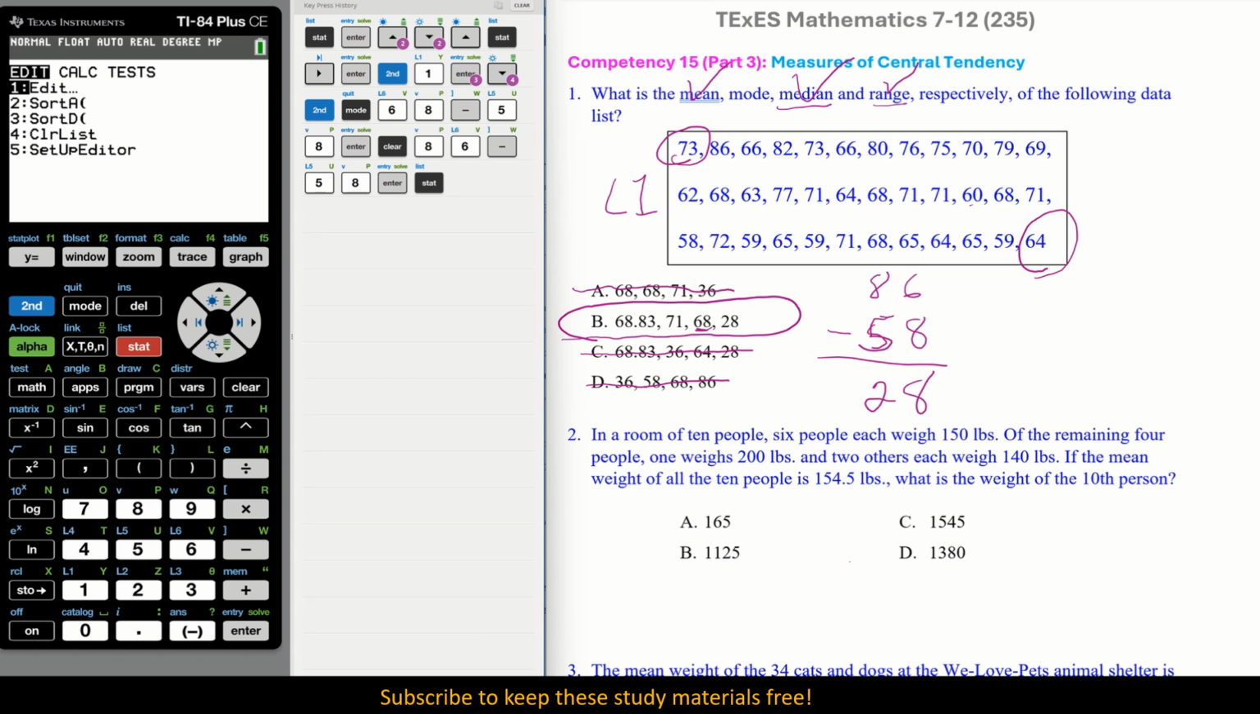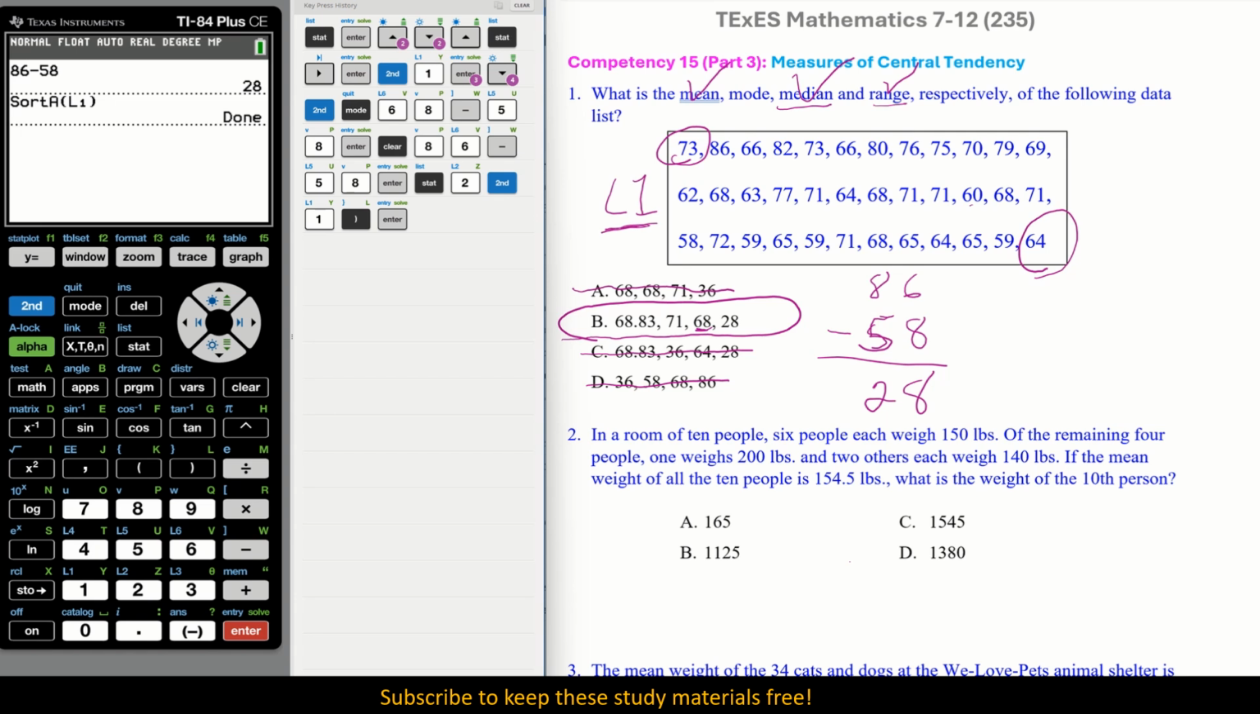Go to your stat right here. Now, in other videos, you may see me using a different way to get to this, but it is right here on this page. Okay, so right below number 1, Edit, we have 2, SortA. That's what you want, so push 2. Now, we are sorting L1. L1 is what we populated, so we're going to go second, number 1. I like to close my parentheses, push enter. It says, hey, we have done what you want.